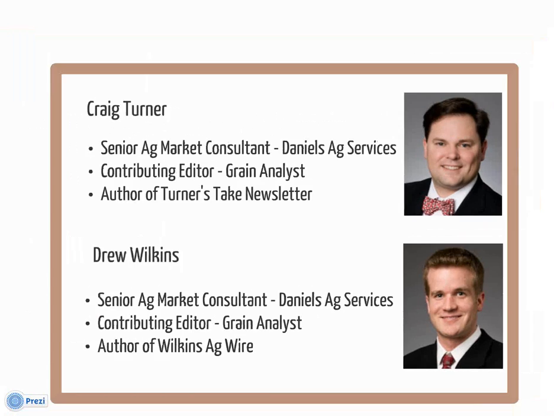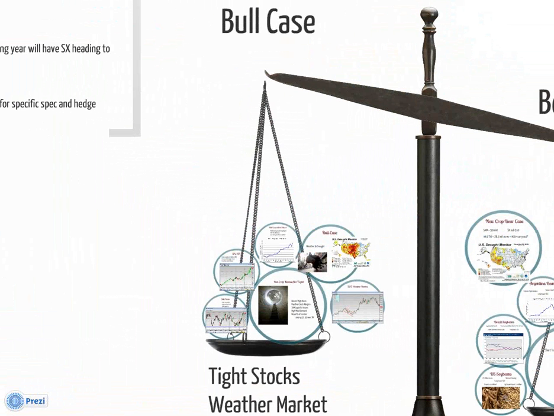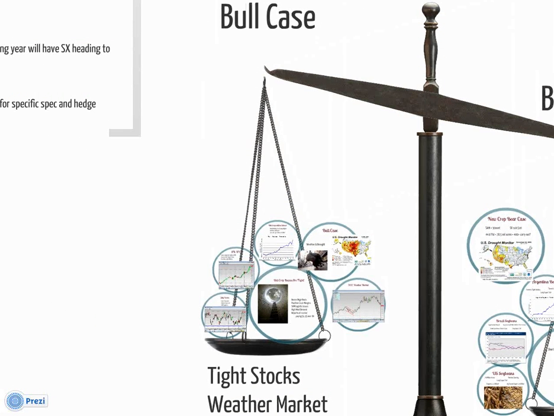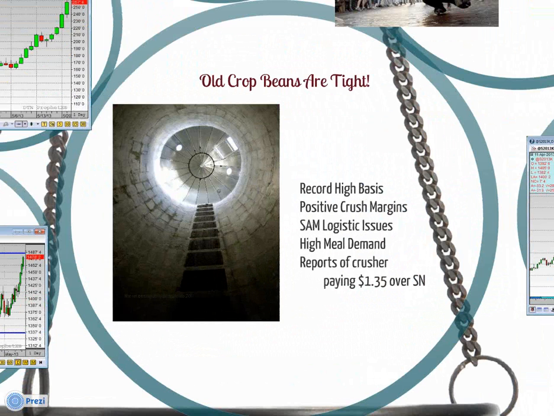So with that said, let's get right into the presentation here. The first thing we're going to take a look at here is the bull case for the soybean market. And as you can see there at the bottom, the main things we've got right now from the bullish point of view is tight stocks and also the potential for a weather market. So with that said, let's jump right into this.